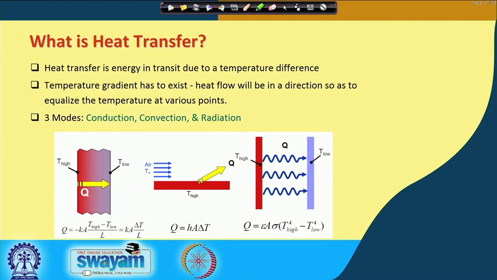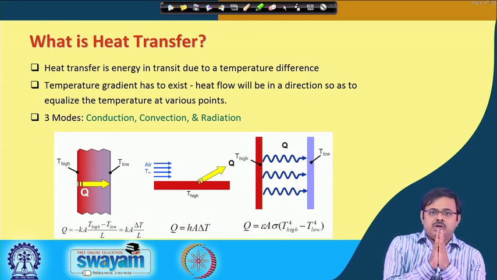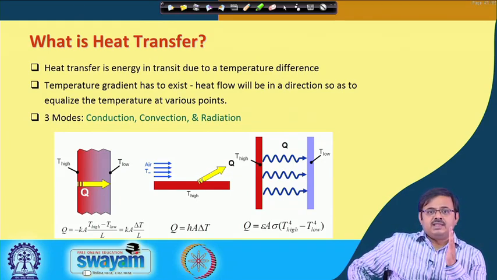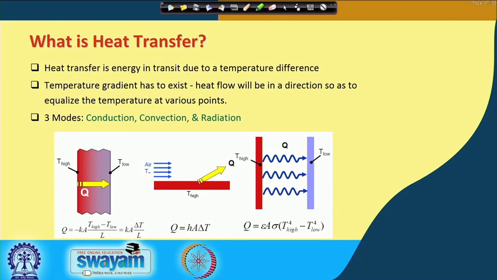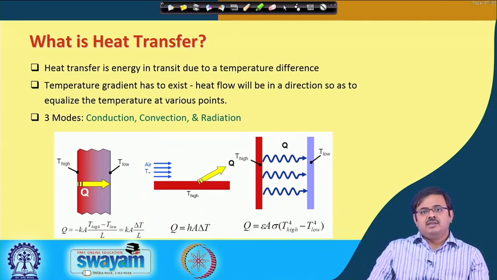So, if you have two bodies at different temperatures, one higher and one lower, and you bring them in contact, then we know that heat will flow from the hotter body to the colder body, right. And how long will that flow? The heat will flow till the two temperatures get equalized. Clear? So, that is what we mean when we say that a temperature gradient has to exist for heat to flow.